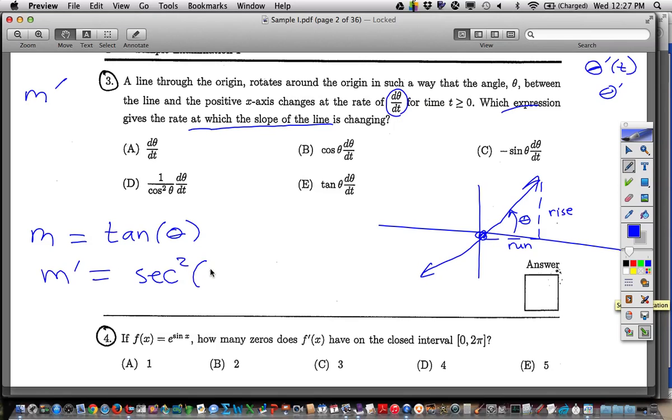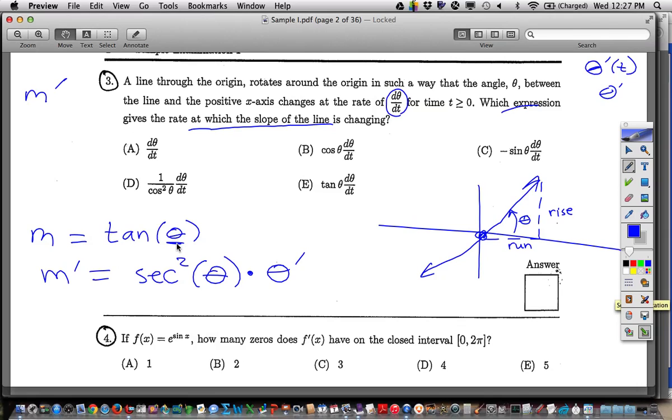Secant squared theta. See, and that's where everybody wants to stop, and that's where you'd be wrong. Now, that might be enough to answer the question, but what do we need to tack on? The derivative of the inside. What are we doing the derivative with respect to here? T, right? We're doing the derivative with respect to t, not theta.